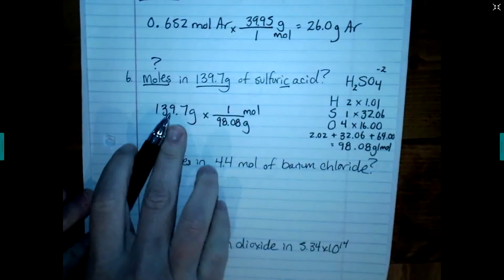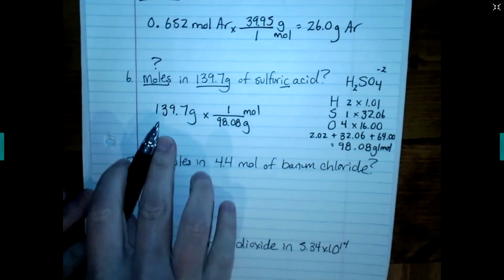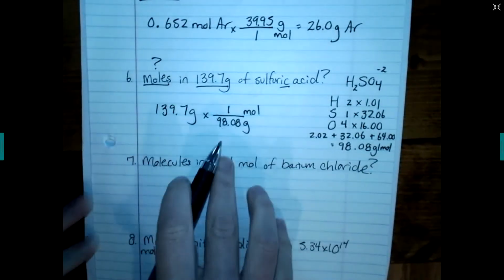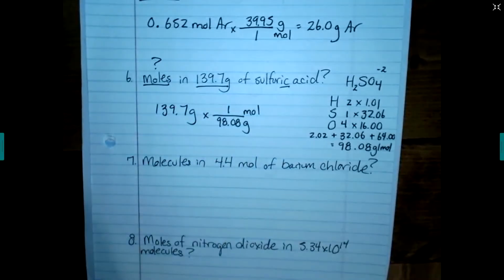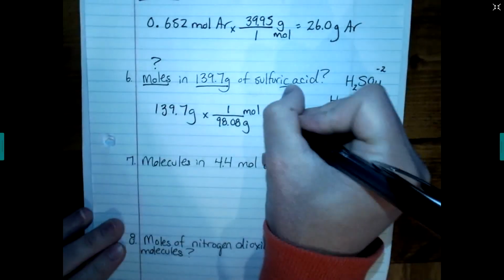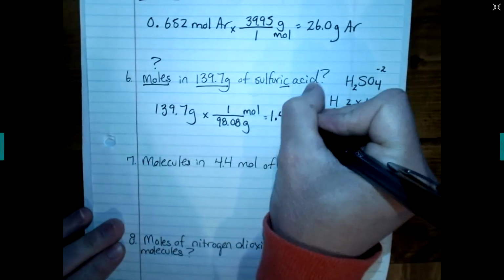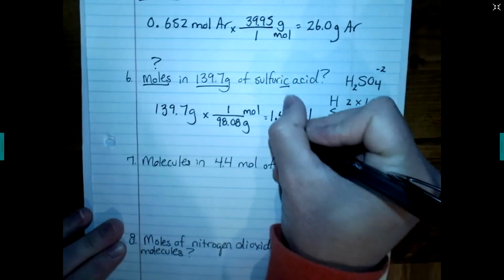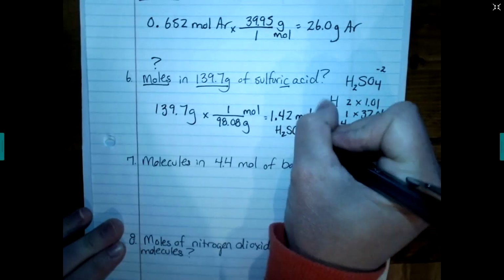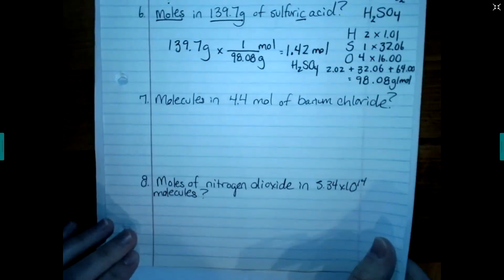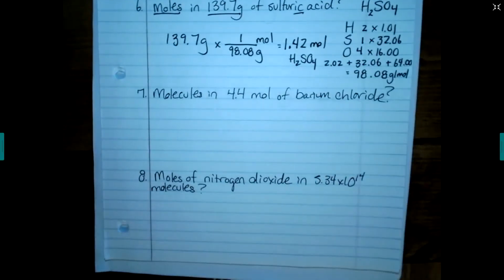So you might notice we are dividing here. 139.7 times 1 divided by 98.08. And we get 1.42 moles of sulfuric acid. All right, moving on to our next problem.